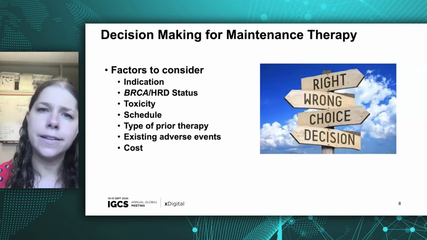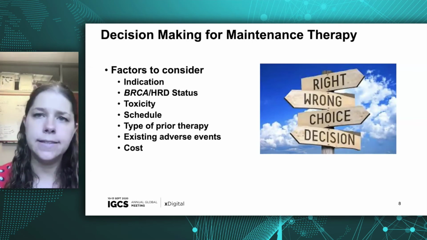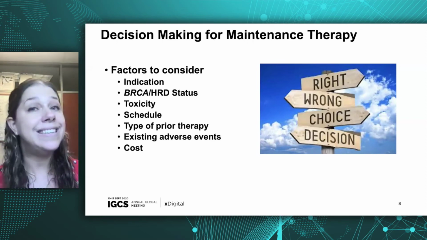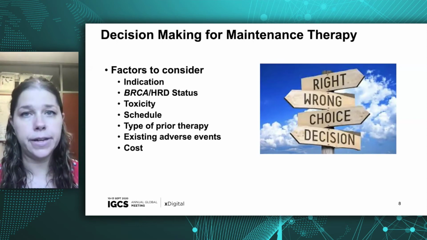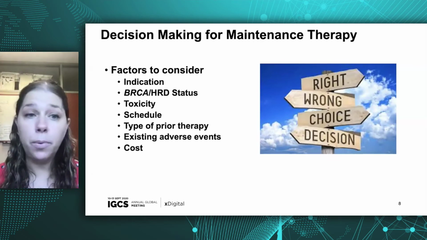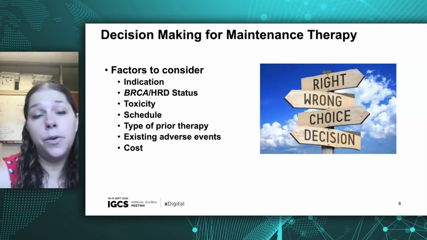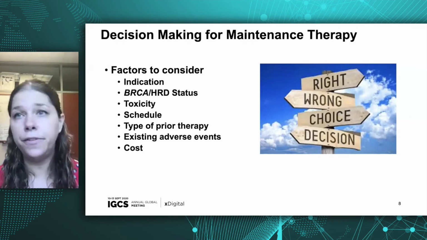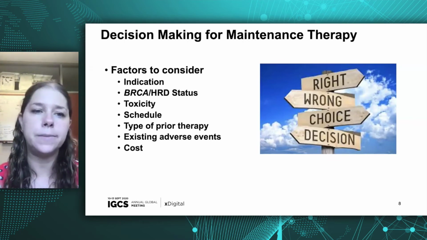But the other thing is toxicity. What are the expected toxicities of the maintenance therapy? What are the existing adverse events that the patient is experiencing? Those types of things can help us make that decision. Schedule is important. Does the patient want to take an oral medication? Does she not want to come in for infusions? These are questions that will help us make that decision.